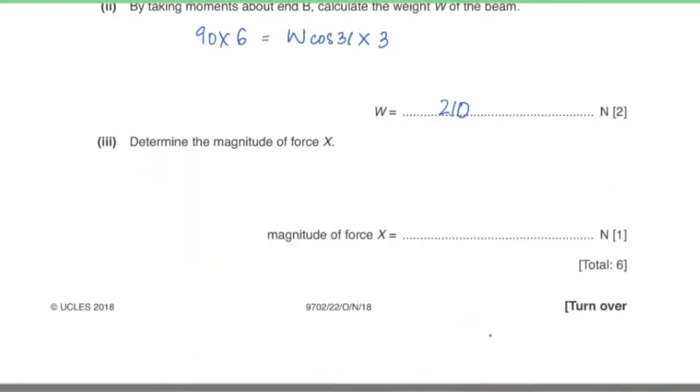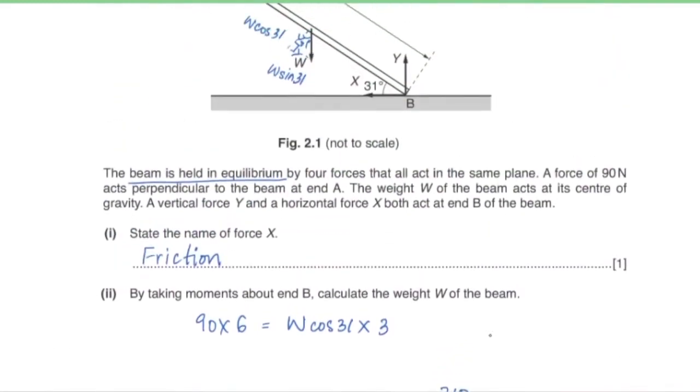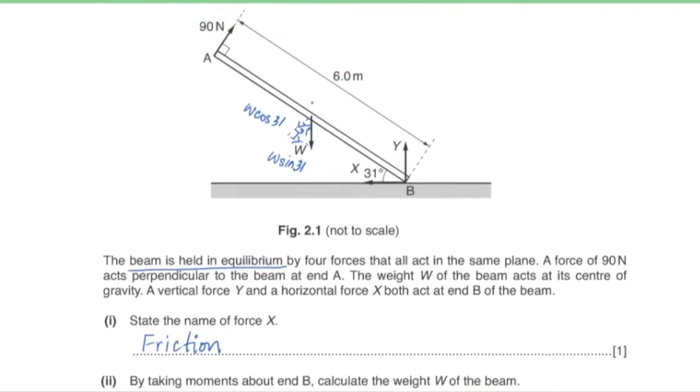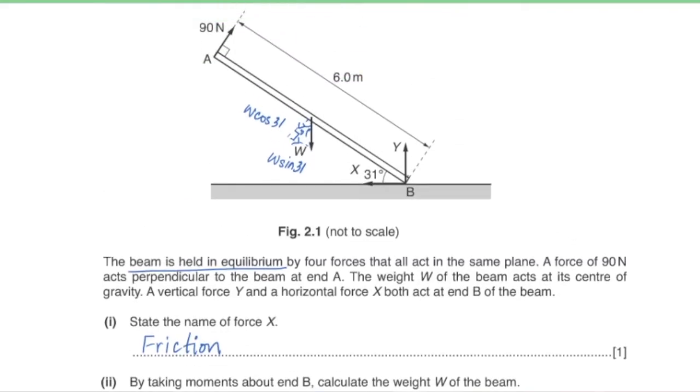Part 3, determine the magnitude of force X. So the beam is held in equilibrium, so all the horizontal and vertical components of the forces should be equal. Force X is horizontal, so it should be equal to the only horizontal component that exists in this system, and that's of 90 newtons. Because weight itself is acting downwards, and that's vertically downwards, while 90 newtons is at an angle. 90 newtons, we can extend that until here. It has got a horizontal component as well as a vertical component.